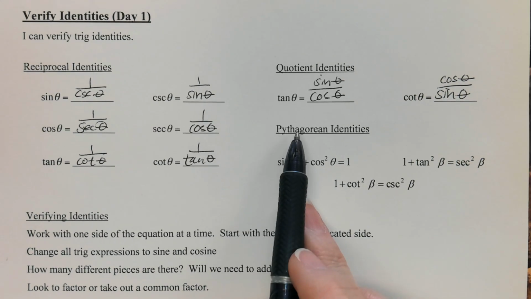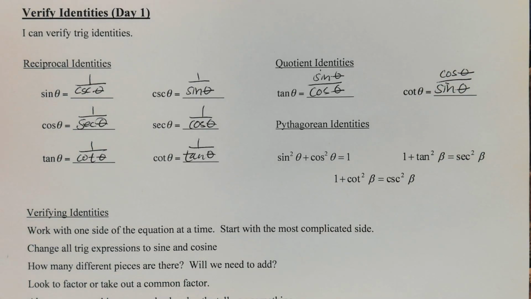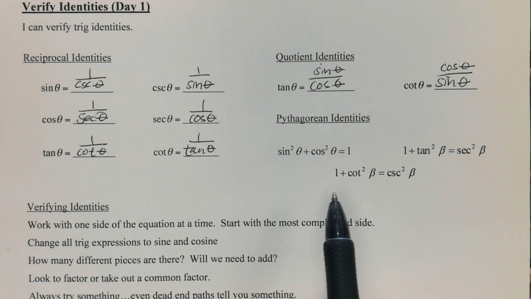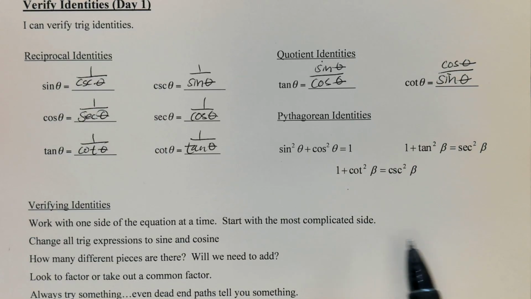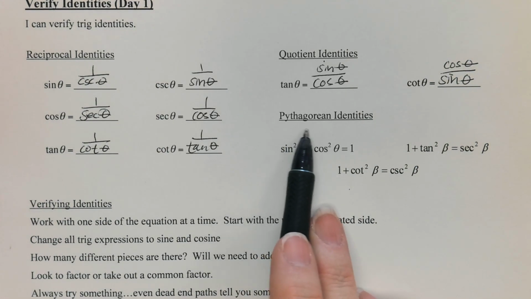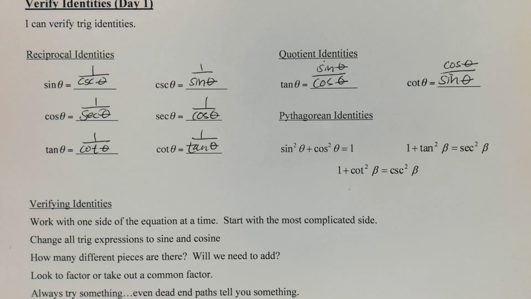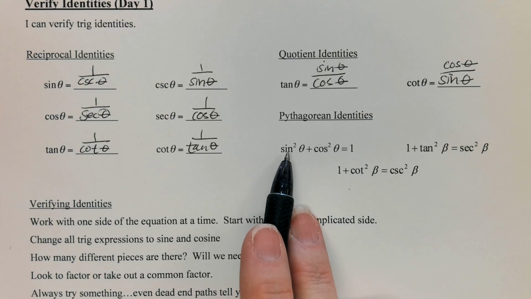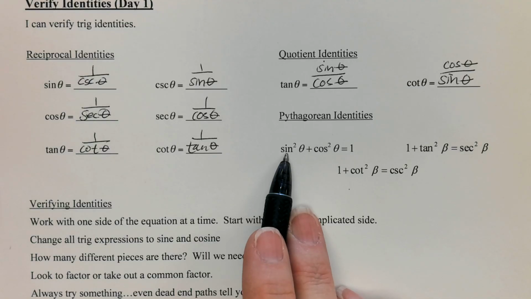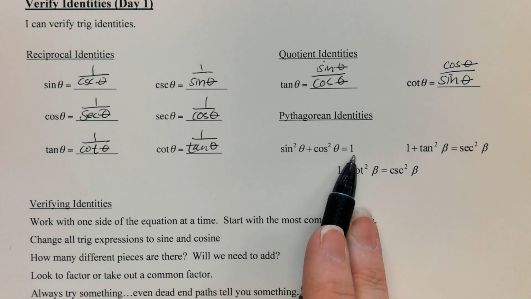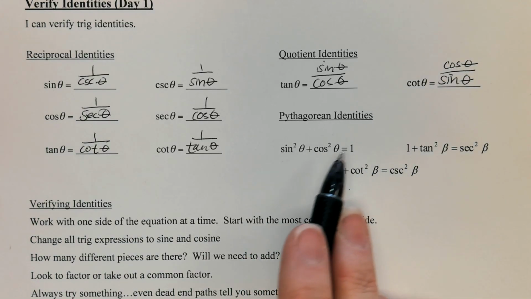The Pythagorean identities, I'm not showing you here how they come to be or where they come from. It's more like something you're going to drink the Kool-Aid on and just believe me that they work. But these are three different identities that are used. They have their roots in the Pythagorean theorem. Sine is the y value of a triangle, cosine is the x value, so y squared plus x squared would equal 1 squared. That's where these are coming from.